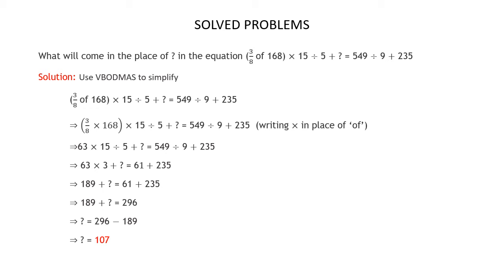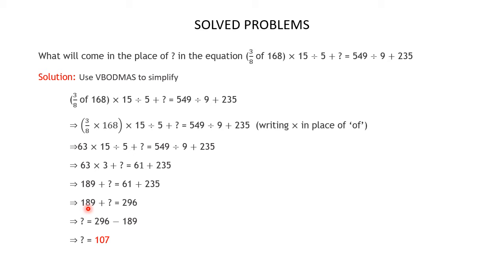The next order of operation is multiplication. 63 multiplied by 3 is 189. The next order of operation is addition. So 61 plus 235 is 296. Now you have the expression 189 plus question mark is equal to 296.